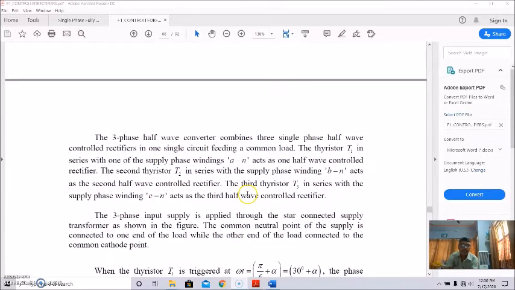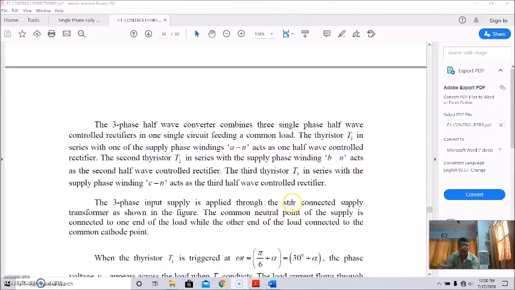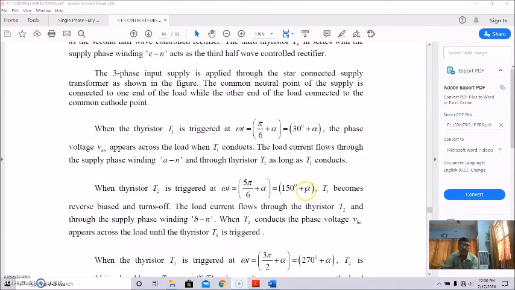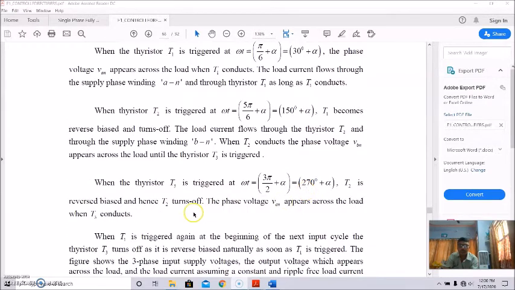So actually this is for thyristor 2, and again for thyristor 3 it will be 150 plus 120, that is 270 plus alpha. Then thyristor 2 will be reverse biased, and hence thyristor 2 turns off, and the voltage Cn appears across the load when thyristor 3 conducts.